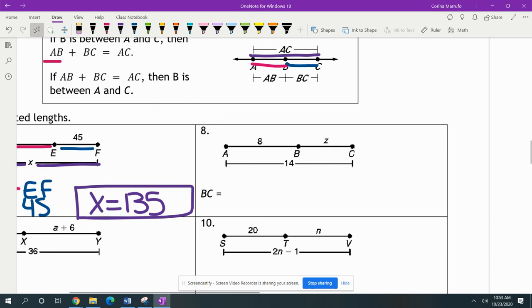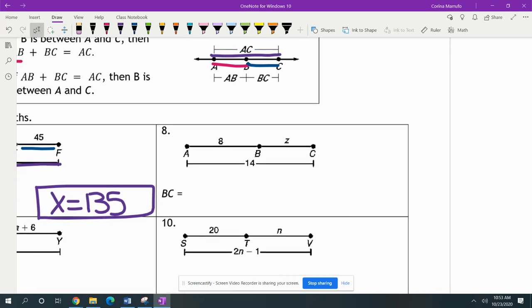Right, let's try the next one. So here they want us to find from B to C. I'm going to have to write my segment addition postulate. From A to B, when we add it to B to C, it should equal the whole thing, which is from A all the way to C. That's my segment addition postulate.